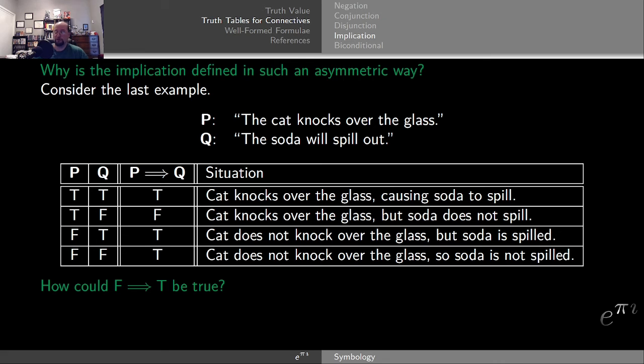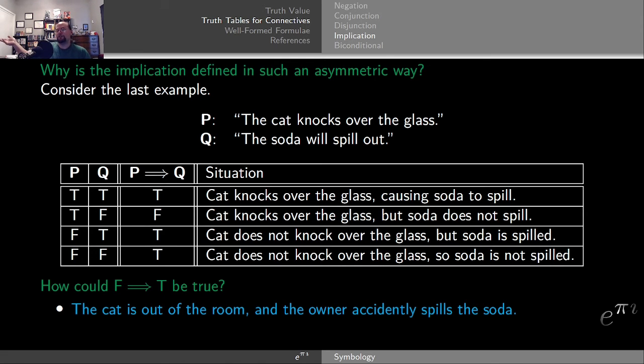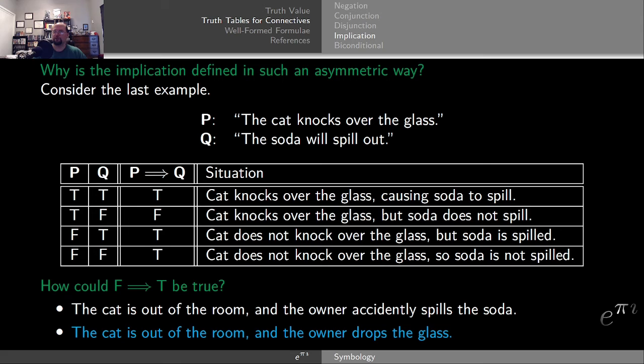So for instance, here's something that's happened to me. My cat is out of the room, and I accidentally knock over the soda. I accidentally swoop my hand, knock my soda over, and I end up having to clean up my own mess. So what's happening is there's another cause. For example, the cat is out of the room and I drop the glass and it spills all over the floor. So there are other causes besides the cat. So the cat may well be a cause. Is it the only cause? And no, there are other ways that the soda could get spilled over besides the cat.